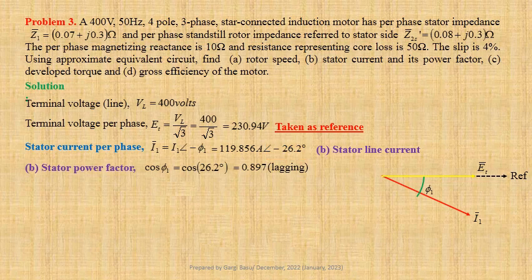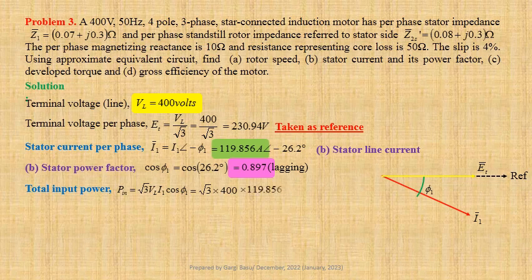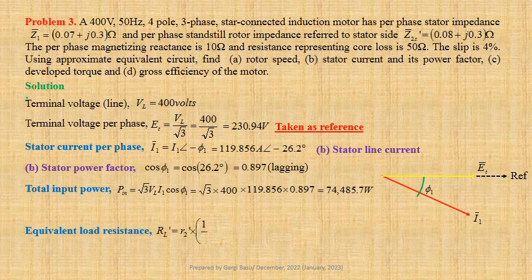For three-phase induction motor, total input power Pin equals √3 times VL into I1 cos phi 1. Using values we get √3 into 400 into 119.856 into 0.897, that is equal to 74,485.7 watt. Now we shall calculate equivalent load resistance. RL' equals R2' into 1 upon S minus 1.